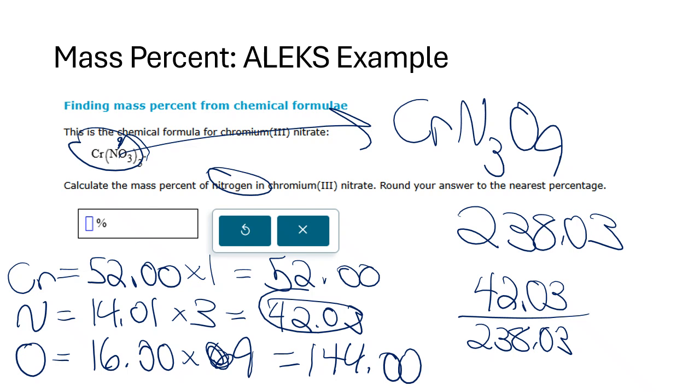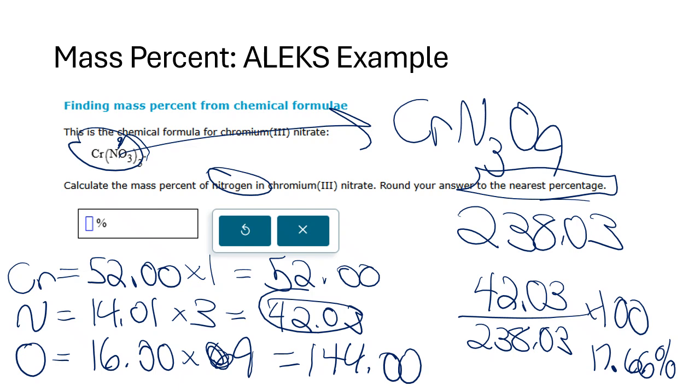And we're going to take 42.03 divided by 238.03 and multiply by 100, and we're going to end up with 17.66%. That would be the right amount of sig figs, but here, nearest percentage.